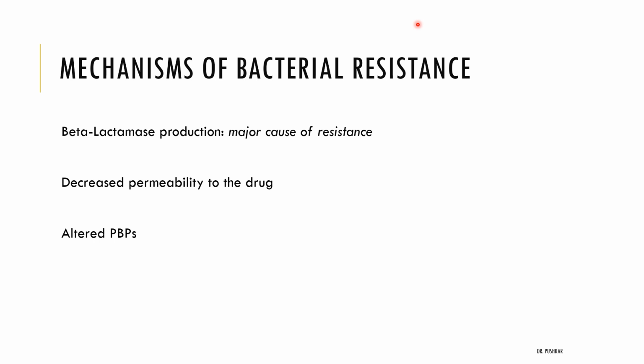So that is how all that happens, as well as one more mechanism of bacterial resistance is the altered penicillin binding proteins. Some bacteria may develop penicillin binding proteins with lower affinity to the beta lactam antibiotics. So the beta lactam antibiotics will not be able to attach to the penicillin binding proteins, and they will not be able to inhibit those penicillin binding proteins.